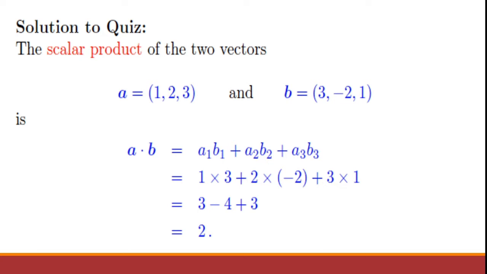A1 B1 is 1 into 3, plus A2 B2 is 2 into minus 2, plus A3 B3 is 3 into 1. So 1 into 3 is 3, 2 into minus 2 is minus 4, plus 3 into 1 is 3. So 3 plus 3 is 6, 6 minus 4 becomes 2. So the scalar product of these two vectors 1, 2, 3 and 3, minus 2, 1 is 2. We know that a scalar product has only magnitude but not direction. If you observe, the value that we got is in the form of magnitude with no unit vector. That means there is no direction, only magnitude is present.